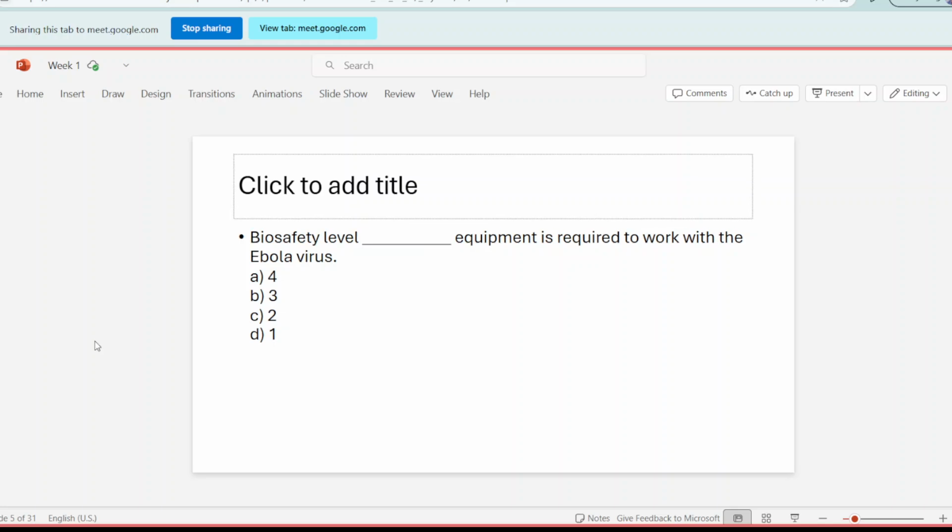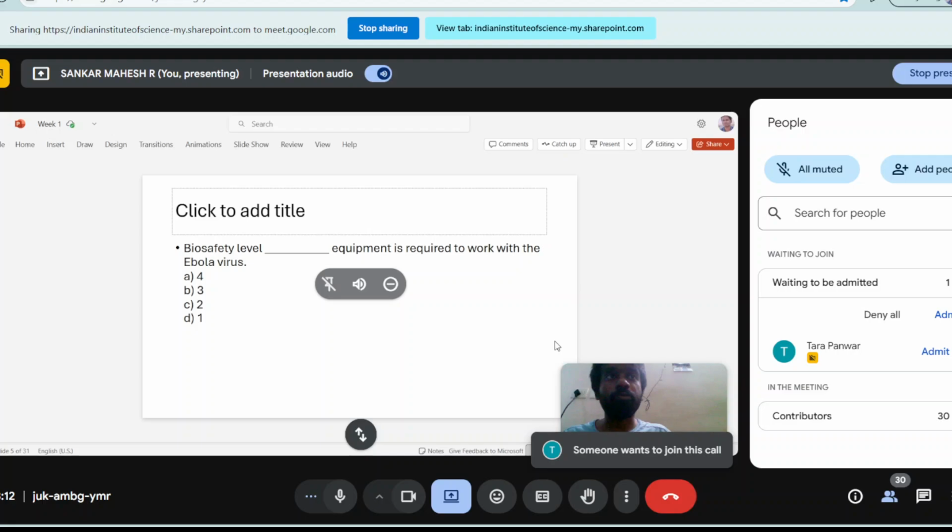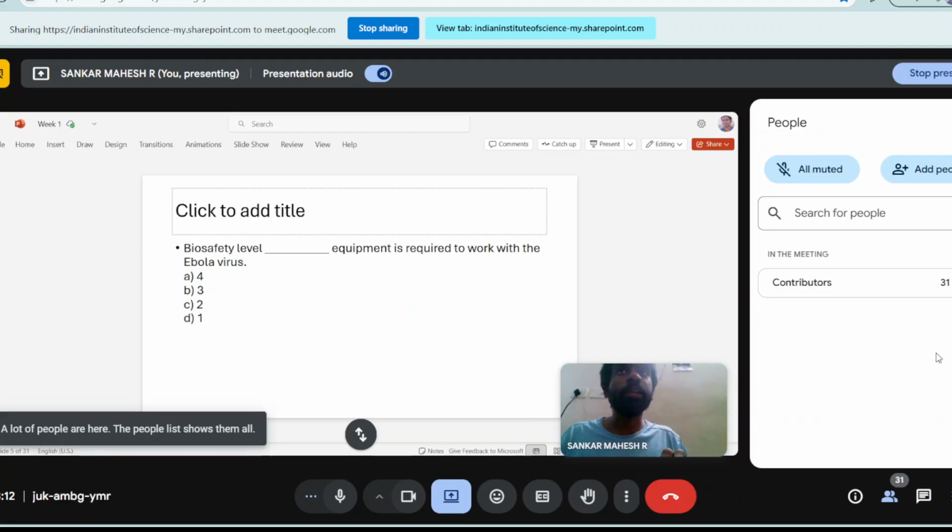Biosafety level equipment. Which biosafety level equipment is required to work with Ebola virus? 4, 3, 2, 1. You can think about this question for a couple of minutes and then raise your hands. We can discuss what are the 3, 4 different biosafety levels.